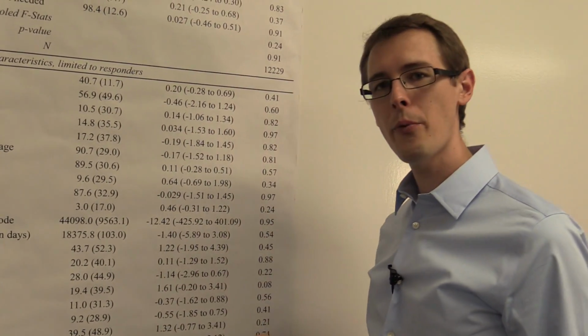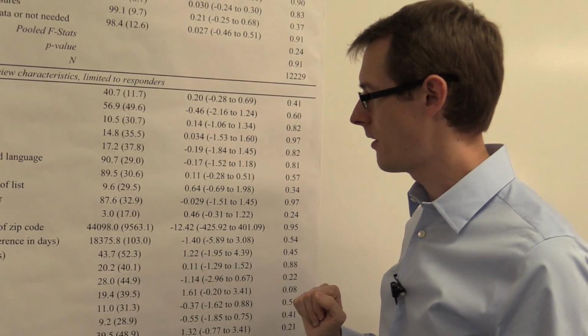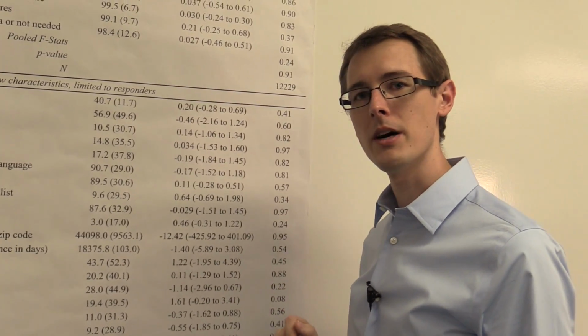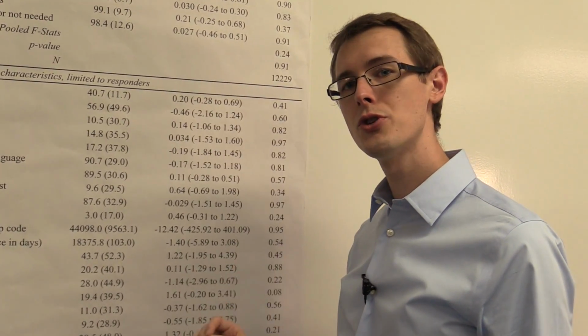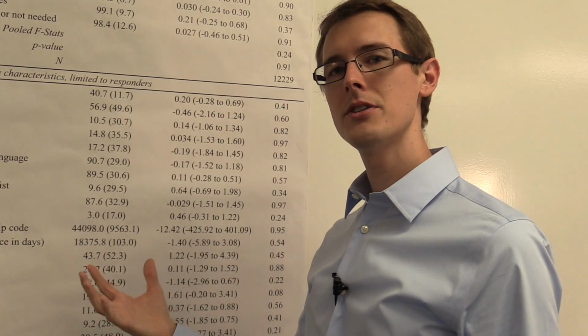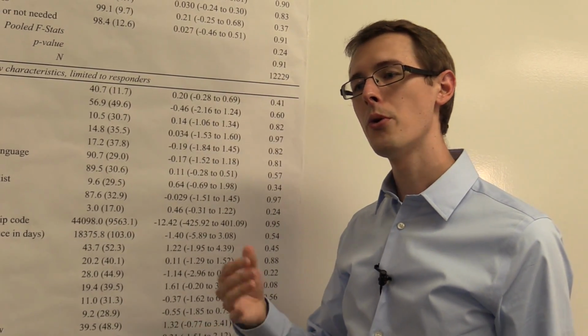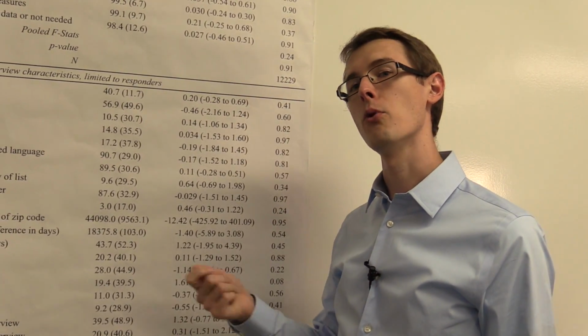So that's one way you can deal with non-response bias. But again, unless you assume that the responders are the same as the non-responders, you're only going to be able to get the average treatment effect for the responders.